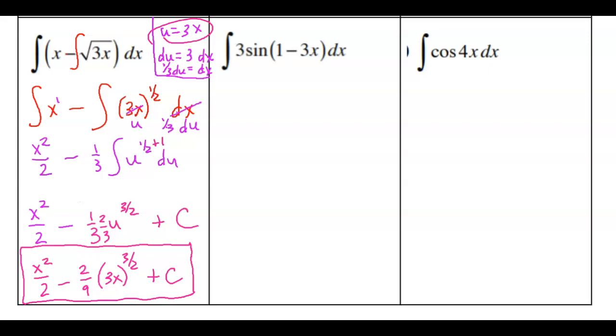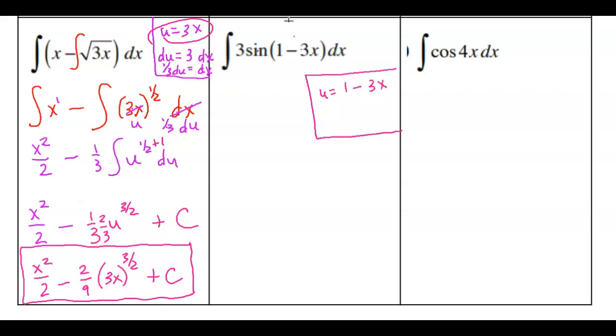All right, let's try some trig. So once again, it's not just sine of x. So sometimes your u will have a trig word with it. Sometimes it's just the inside of the trig. It really depends on the function. If you just have one trig word, I could integrate sine. So that means that I want this to be my u. So u equals 1 minus 3x.